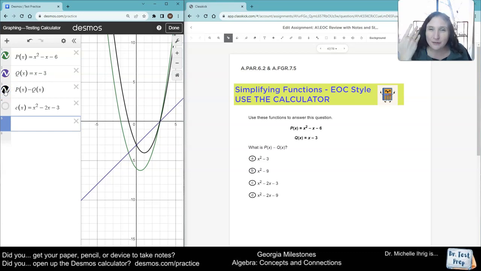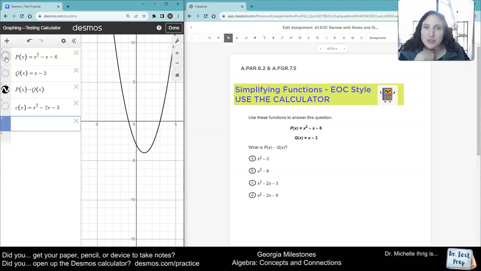Because I didn't want to get confused, you can't delete it because then the calculator doesn't know what's going on. So these are like on-off switches. I'm just turning on and off the functions I don't need to look at. The only function I need to look at is P of x minus Q of x. So now, when I went and tried my answer choices, choice C, x squared minus 2x minus 3, perfectly matches with the P of x minus Q of x. And that's why choice C is the correct answer.